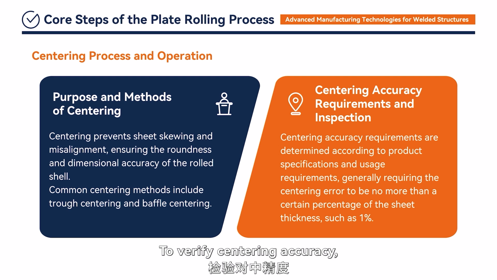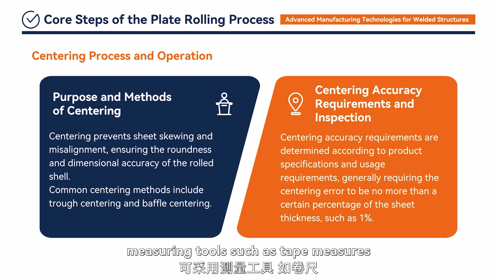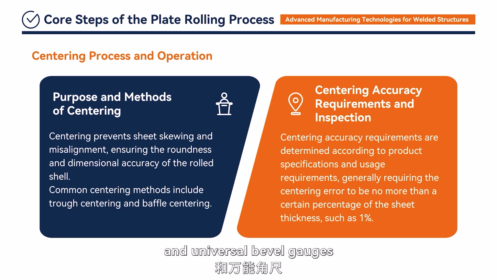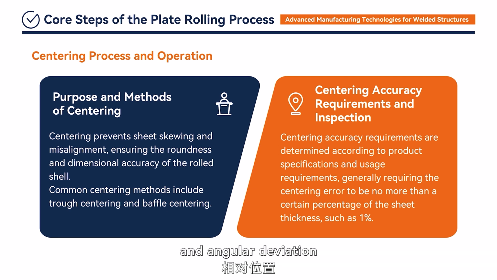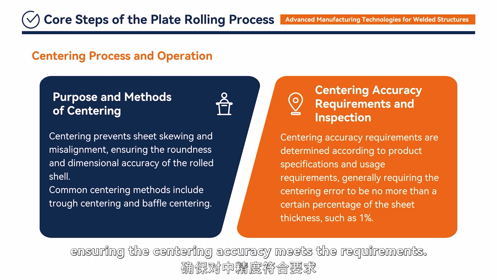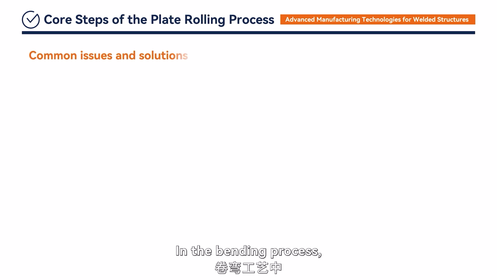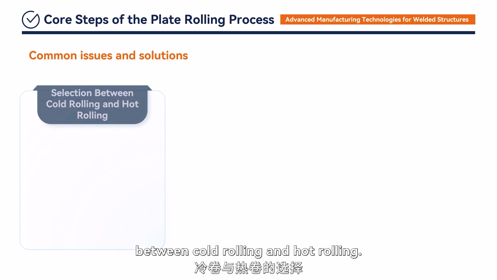To verify centering accuracy, measuring tools such as tape measures and universal bevel gauges are used to measure the relative position and angular deviation between the sheet and the rolls, ensuring the centering accuracy meets the requirements. In the bending process, one must consider the choice between cold rolling and hot rolling.